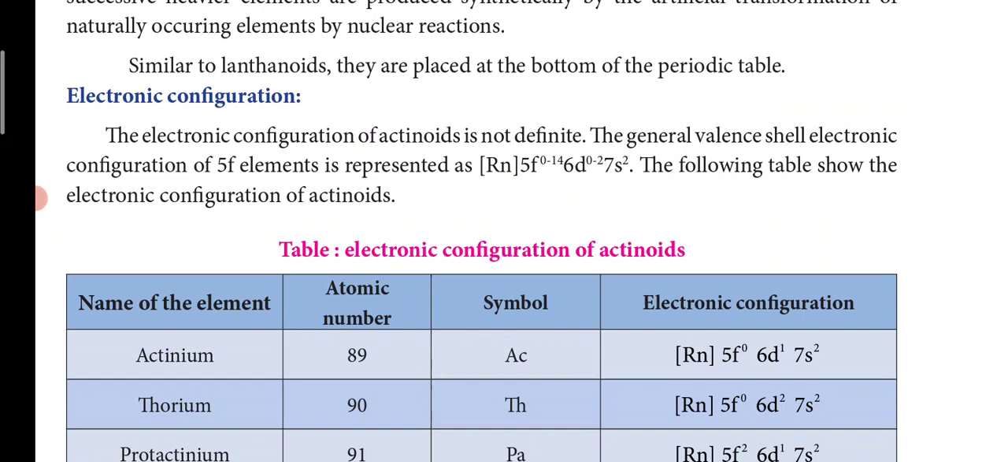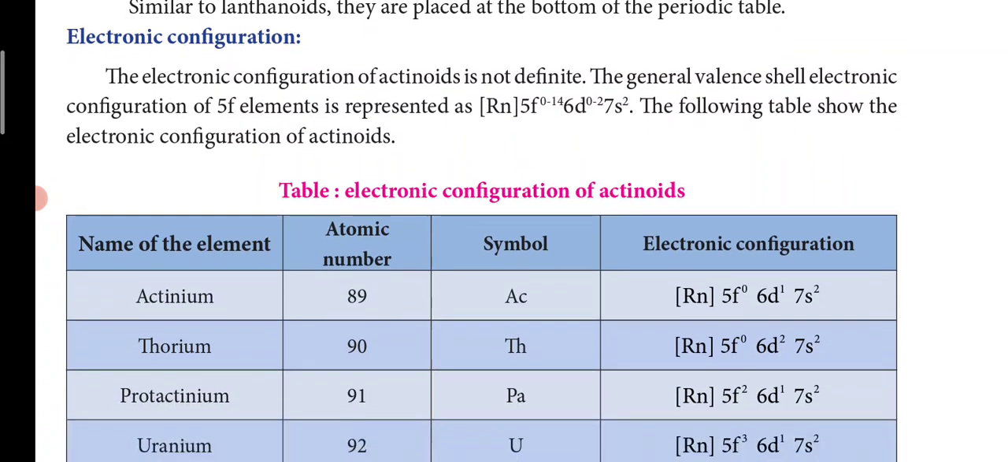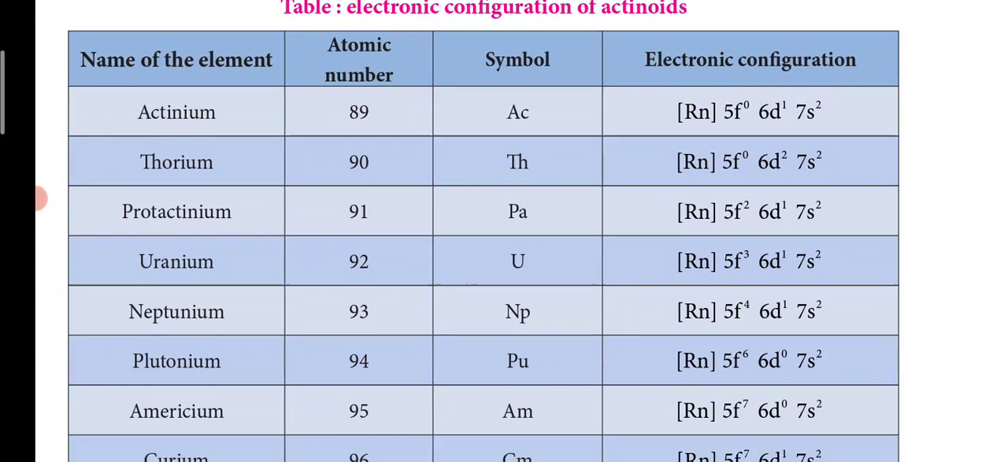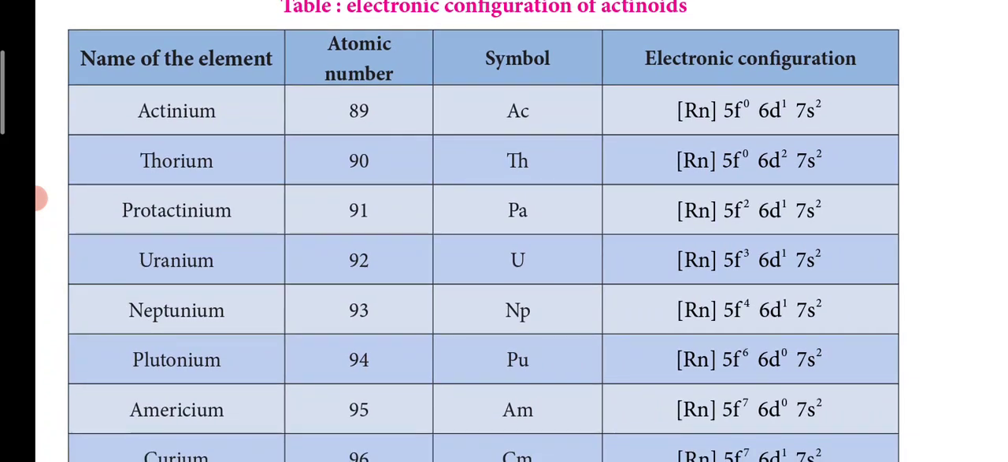The following table shows the electronic configuration of actinoids. Actinium, atomic number 89, has 6d1 and 7s2 in the outermost shell, and then thorium, Th, atomic number 90, has 6d2 7s2. So it is not following one order: 6d1, 6d2, again 6d1, 6d2. So it is not definite and it is not increasing in a perfect order.